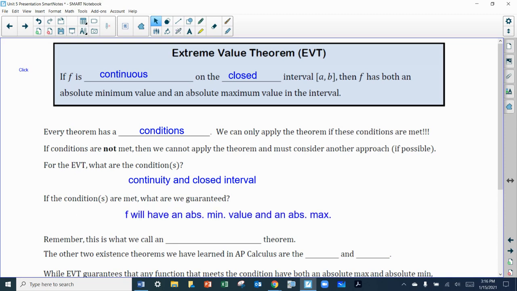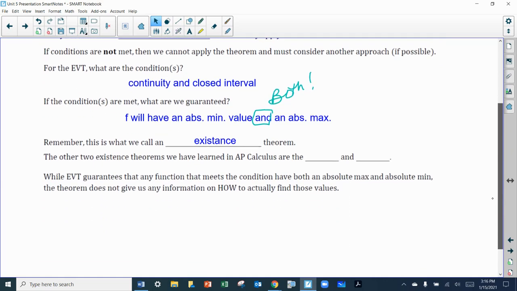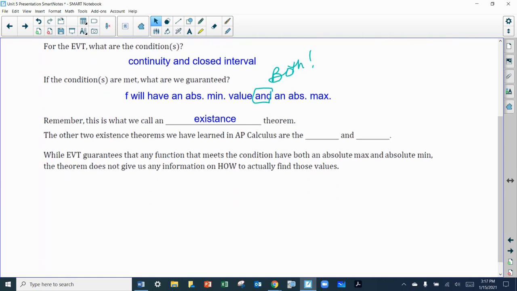If the conditions are met, what will you be guaranteed? That the function will have, without a doubt, an absolute min and an absolute max. Not an or in there. It's a strong and. We will have both. Remember, this is what we call an existence theorem. It tells us they're going to be there, but it does not tell us how to find them. The other two existence theorems that we've encountered were the mean value theorem as well as the intermediate value theorem.